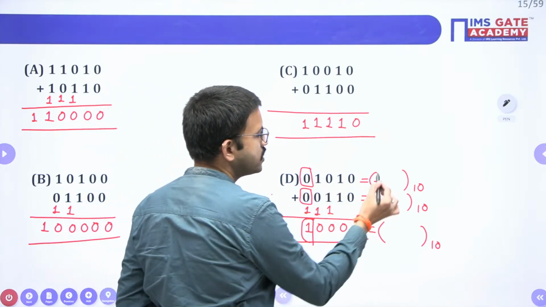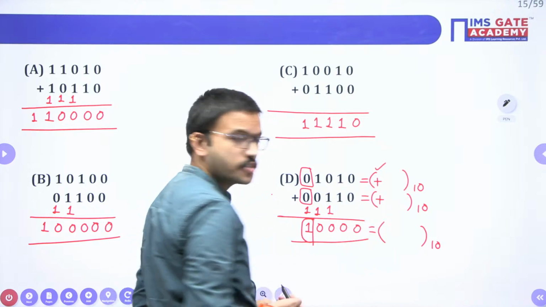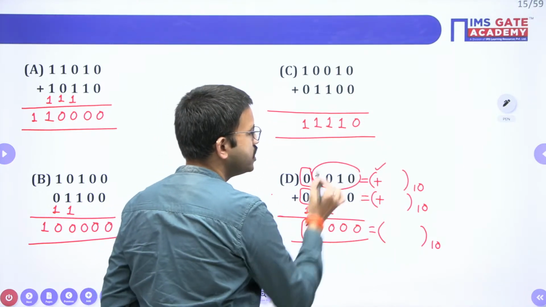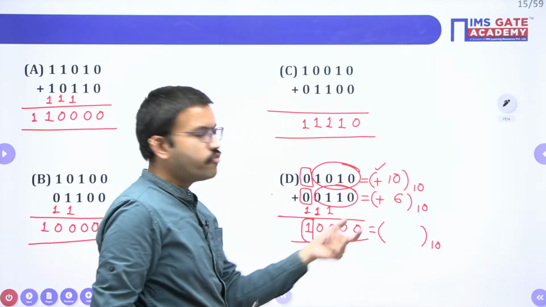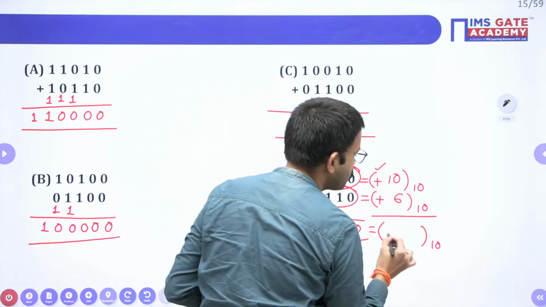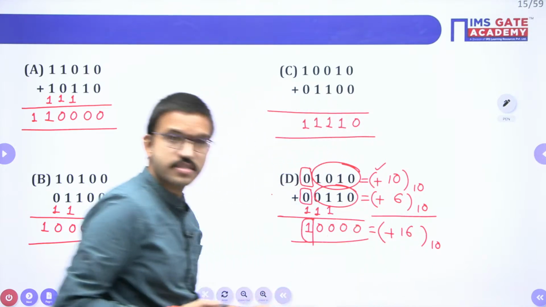Here sign bit 0 means positive. Here sign bit 0 means positive. Up to here it is clear. Now 1010 is nothing but 10. 0110 is nothing but 6. So when you are adding 10 and 6, the resultant value is what? Plus 16. Plus 16, right?